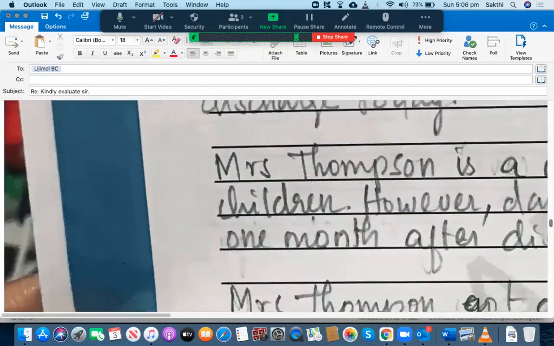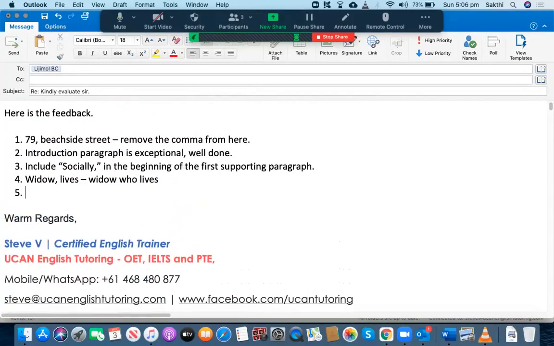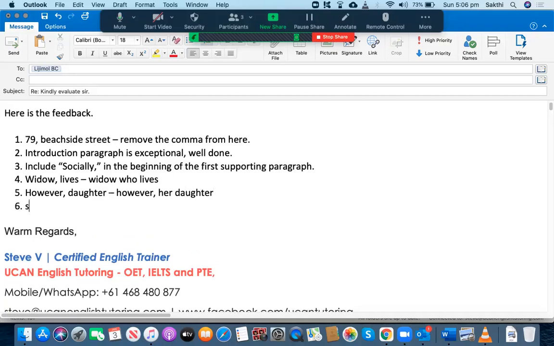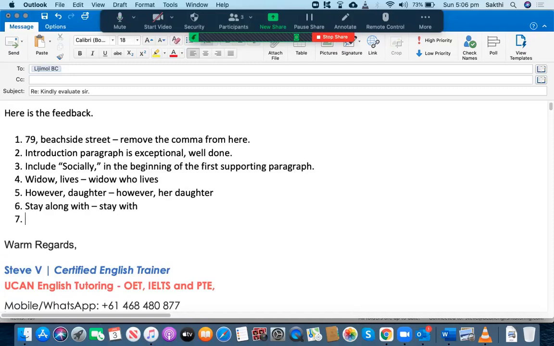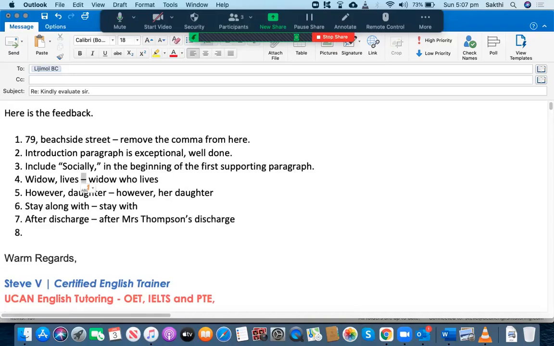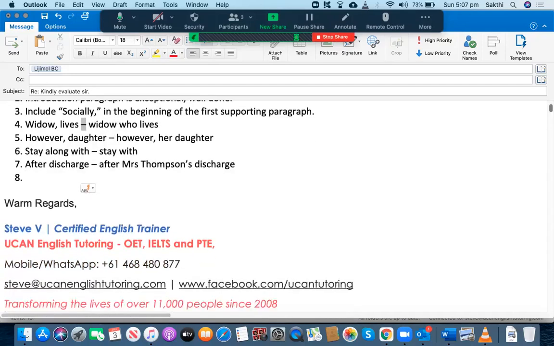However, her daughter. Okay, so you have to use however her daughter. Stay with. That's okay. After discharge, you can use after Mrs. Thompson's discharge. Okay, that could have been done. So these are some of the minor mistakes.